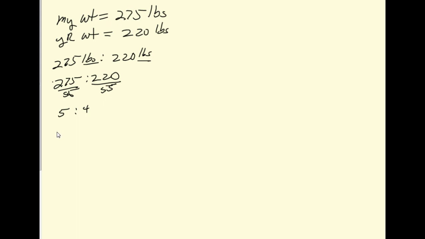Okay. So if I divide both sides by 4, I get 1.25 pounds to 1 pound is equal to 1. That's equal to my weight to your weight. That's the ratio. Okay. And what that says is I'm 1.25 pounds heavier than you.